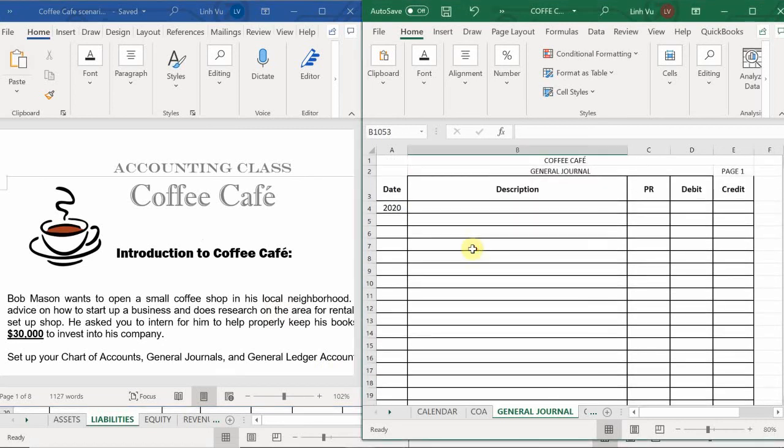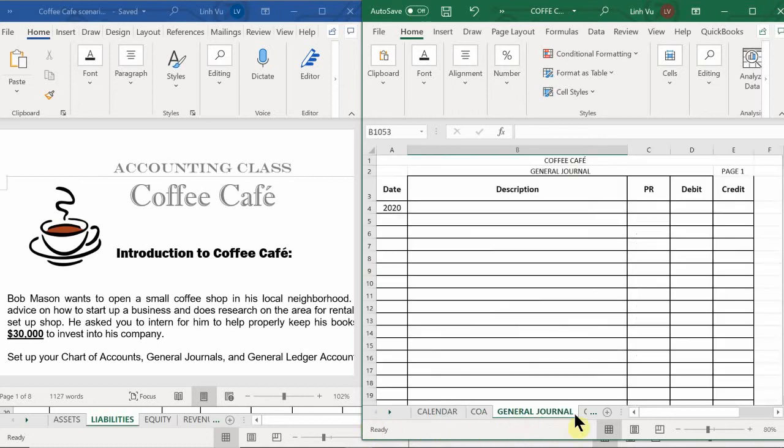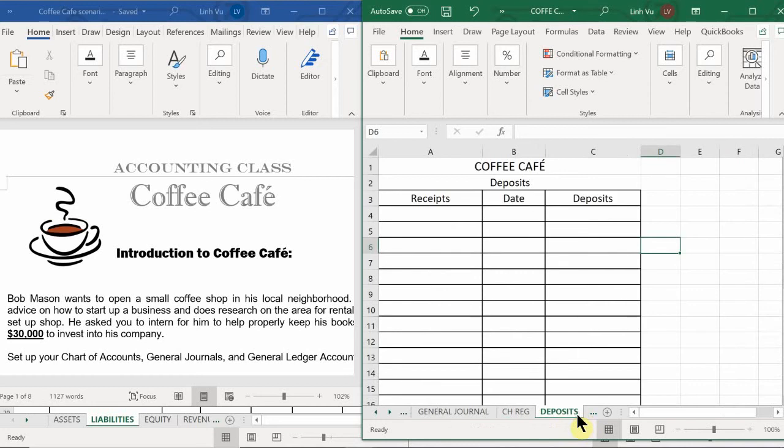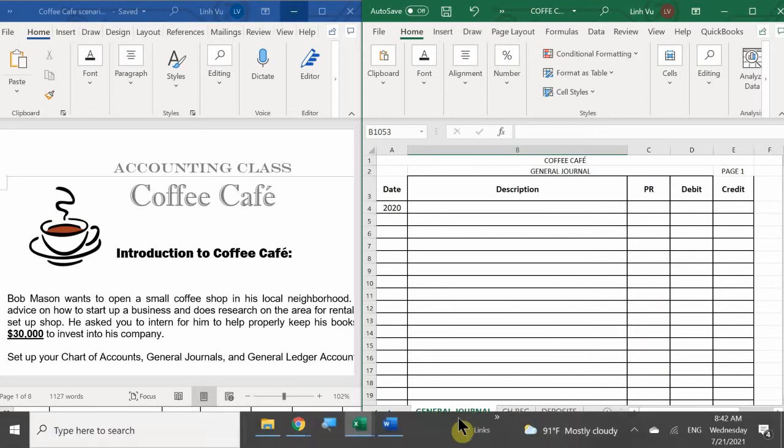Okay. So, right here, I have my scenario on screen. I have my general journal on the left side. On the right side, I have my calendar, chart of accounts, deposits, checks, and things like that. That's one of the things about Excel: it allows you to have a bunch of different forms. Now this isn't the only form that I will be using for this class, as I've posted. There's a total of 6 of them.